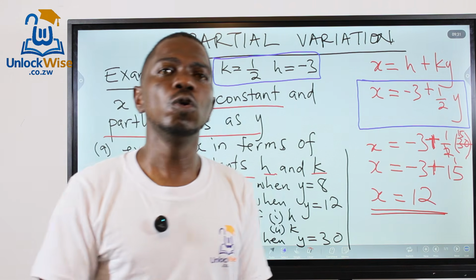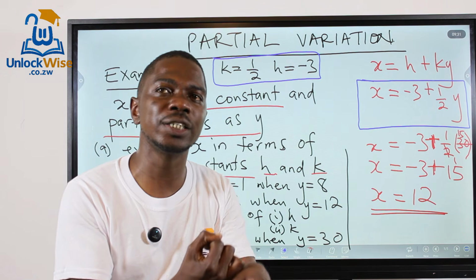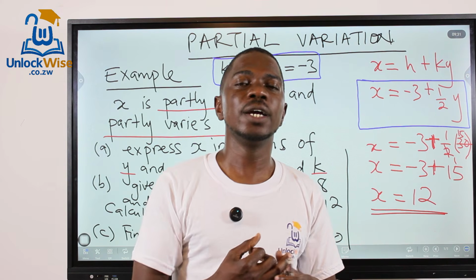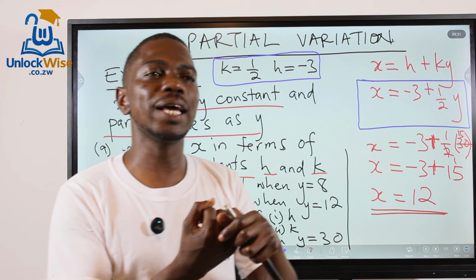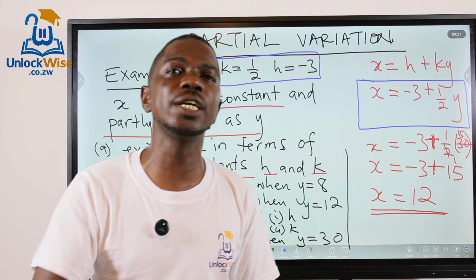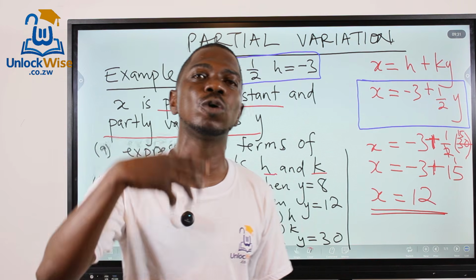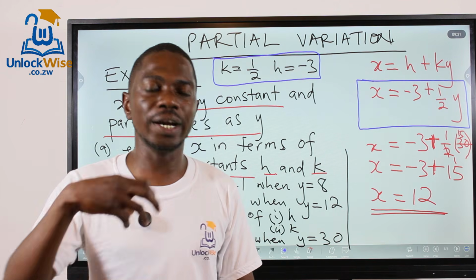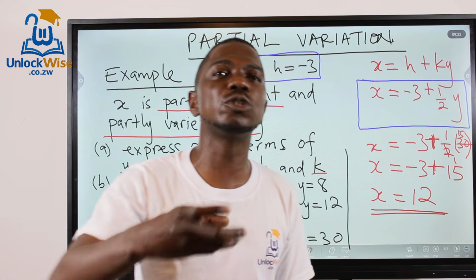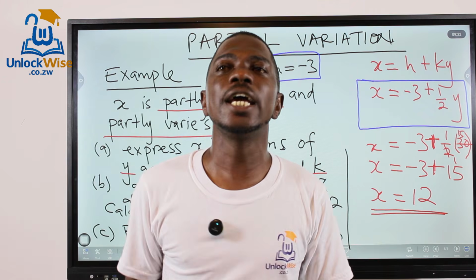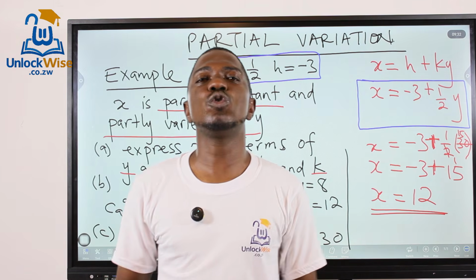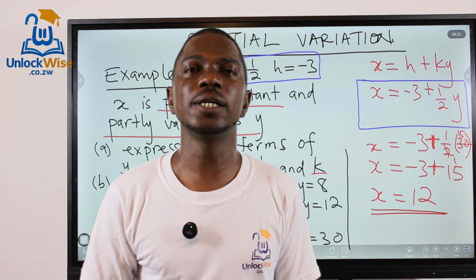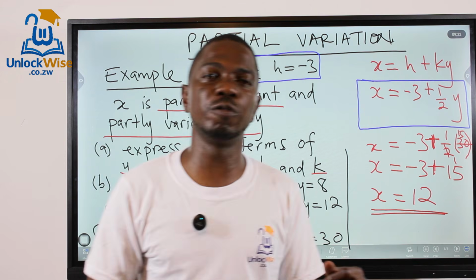In conclusion, you will be told the type of variation by the first statement. Then you will be expected to write the expression connecting your variables and a constant of proportionality or a constant of variation, and then you will be expected to calculate the value of the constant, and you will be asked to maybe give the value of one variable given the other.